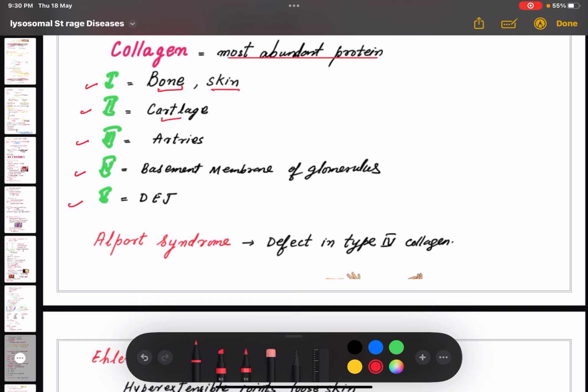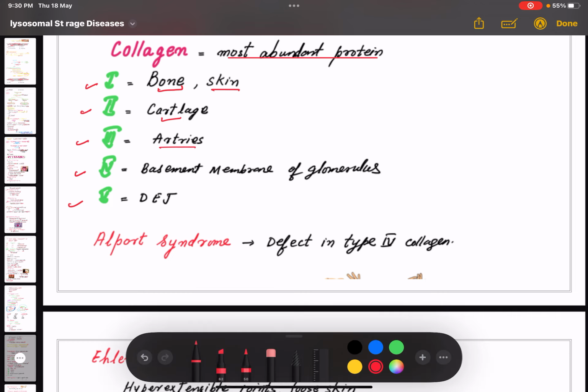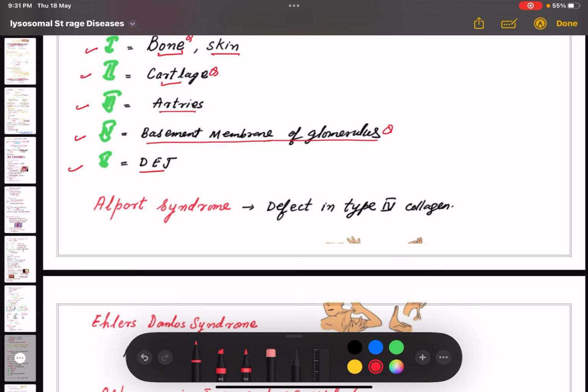Type 1 is also present in skin, and type 3 is present in arteries. Type 4 is present in the basement membrane of the glomerulus. And type 5 is present in the dermo-epidermal junction.